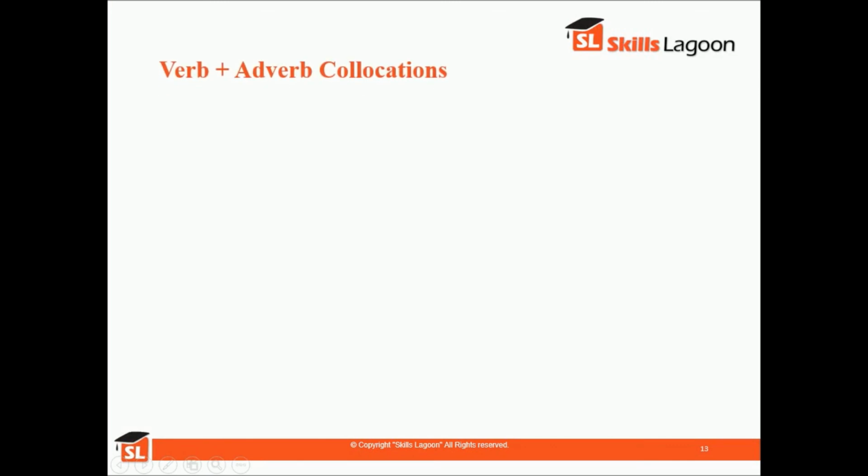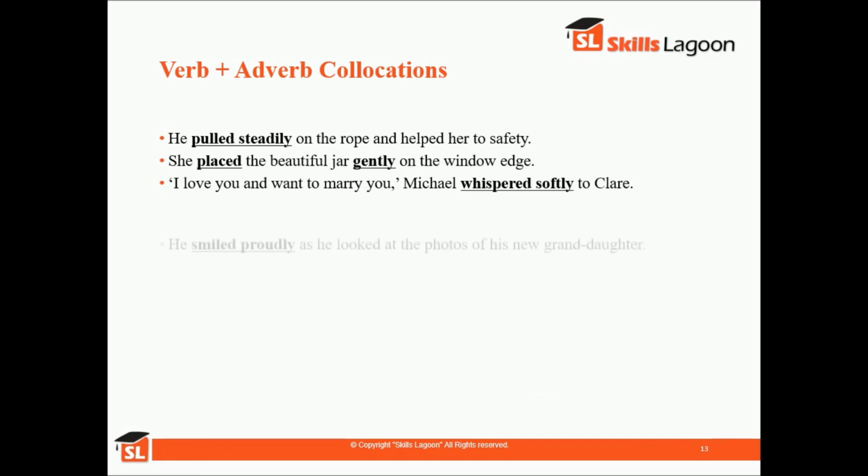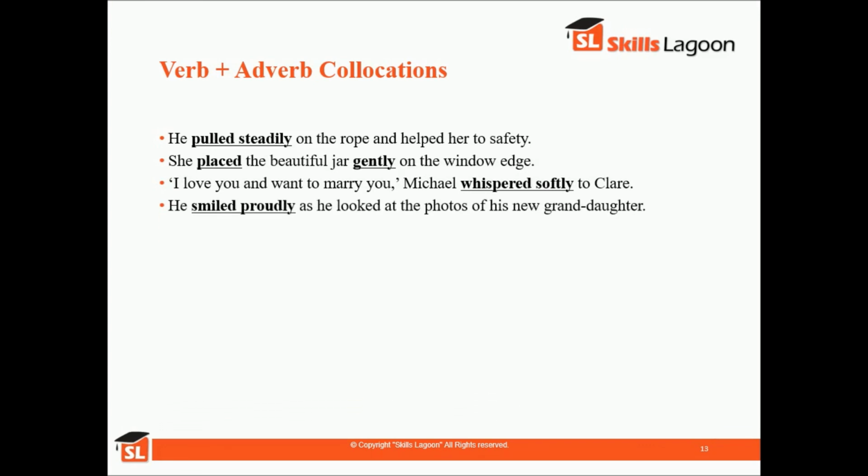Now, last but not least, is verb plus adverb collocations. He pulled steadily on the rope and helped her to safety. She placed the beautiful jar gently on the window edge. "I love you and want to marry you," Michael whispered softly to Claire. He smiled proudly as he looked at the photos of his new granddaughter.